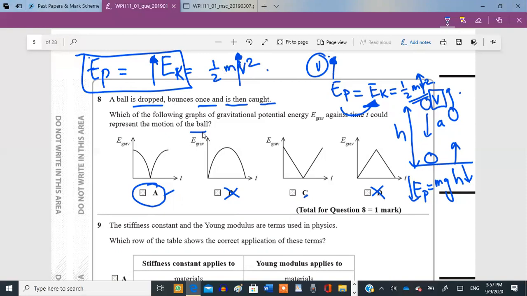Okay, let me frame it again. As we go down, the velocity is changing. The velocity is not constant, it's increasing. So the kinetic energy has to increase. So potential energy gets converted to kinetic energy. And as we go down, it gets converted at a faster rate. And so it hits the ground.